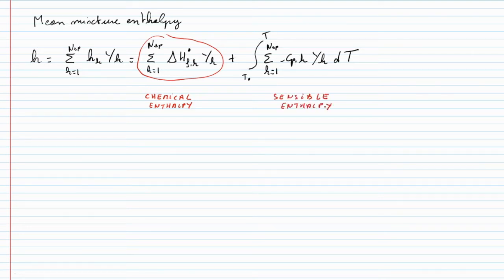The second term is the integral from T0, the reference state temperature, to T of the sum from k equal 1 to nsp of cp_k Y_k dT. This second term is called the sensible contribution of the enthalpy.